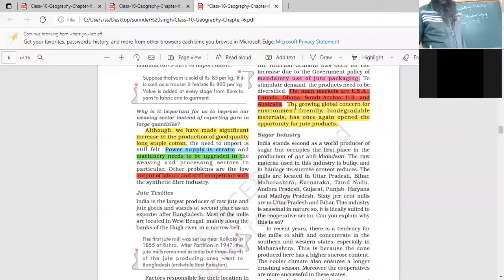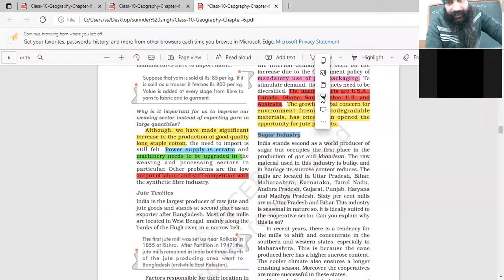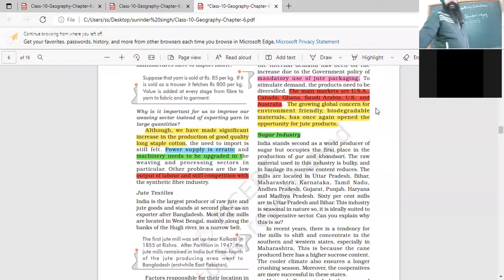Clear? Third, agro-based industry such as the sugar industry. The sugar industry is categorized under the sick industries. The reason is the low graded production. Most of our sugar mills were established after independence and still function based upon older machinery. That's why the sugar industry is known as a sick industry in our country. The production is not adequate as per the present demand of the economy.